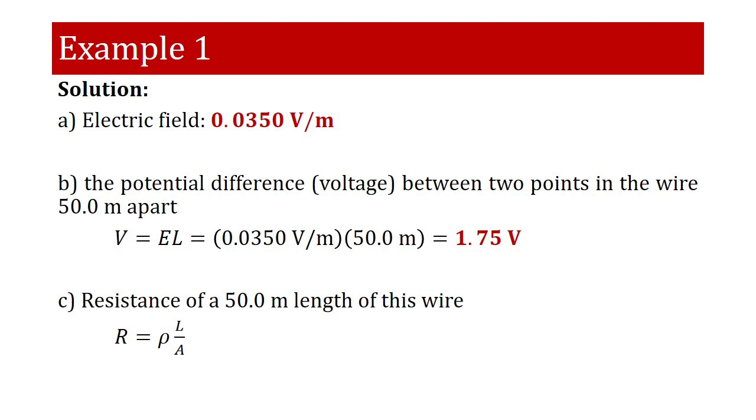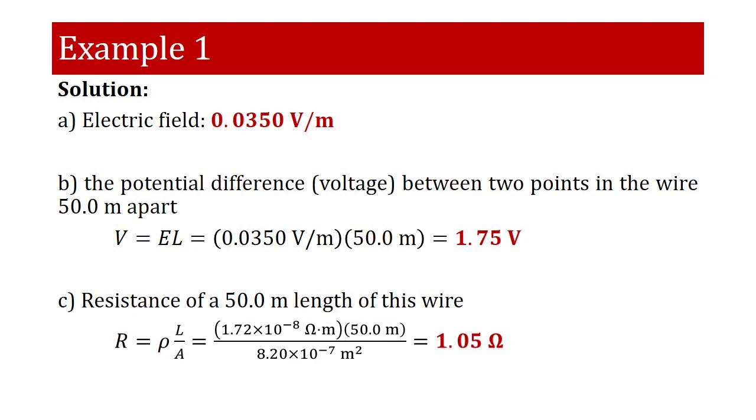Next, the resistance of a 50 meters length of this wire. Resistance is equal to rho times L over A in terms of length and area. We have the values for all of these. Resistivity is from table 25.1, 1.72 times 10 to the minus 8 ohm meter for copper wire, times the length in the problem, 50 meters, divided by the area in the problem, 8.20 times 10 to the minus 7 square meters, you get 1.05 ohms.